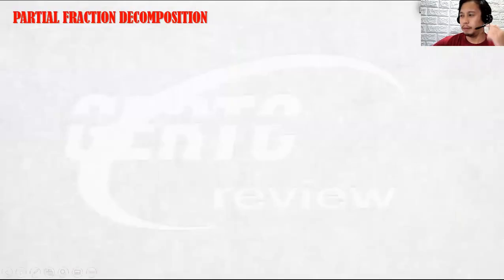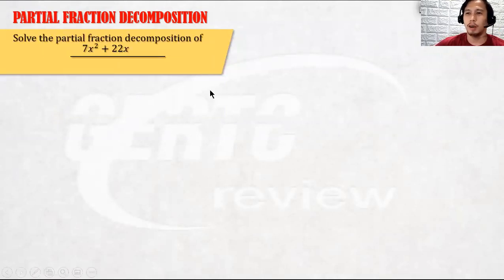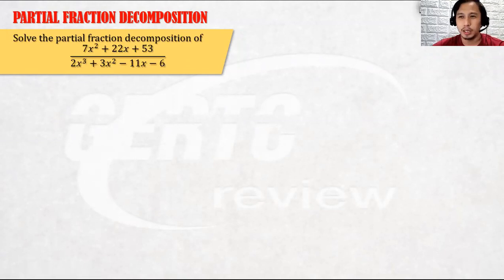Okay, next problem tayo. Ito. Solve the partial fraction decomposition of this fraction: 7x squared plus 22x plus 53 all over 2x cubed plus 3x squared minus 11x minus 6. Okay, now, I want you to try to take a pause and solve it by your own muna. And let's try if you could get the same result, okay? But I'm gonna proceed na.